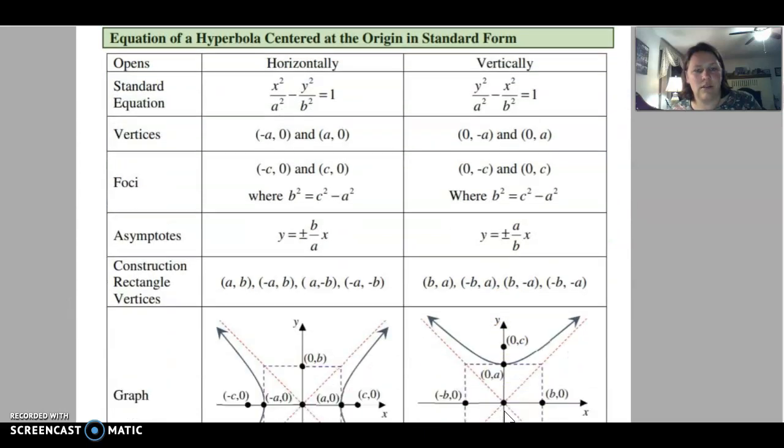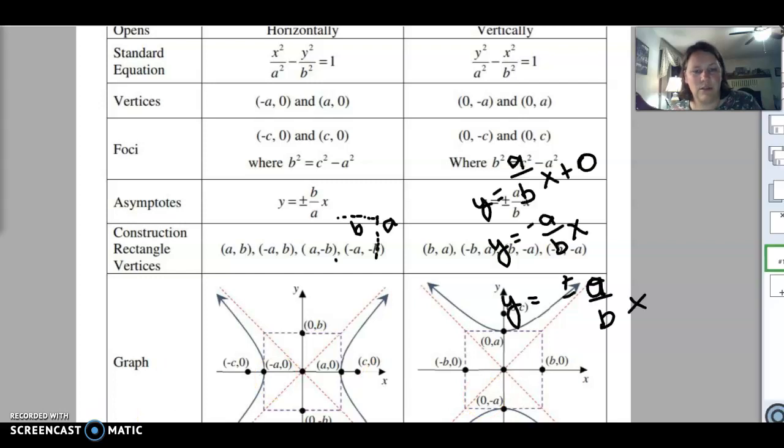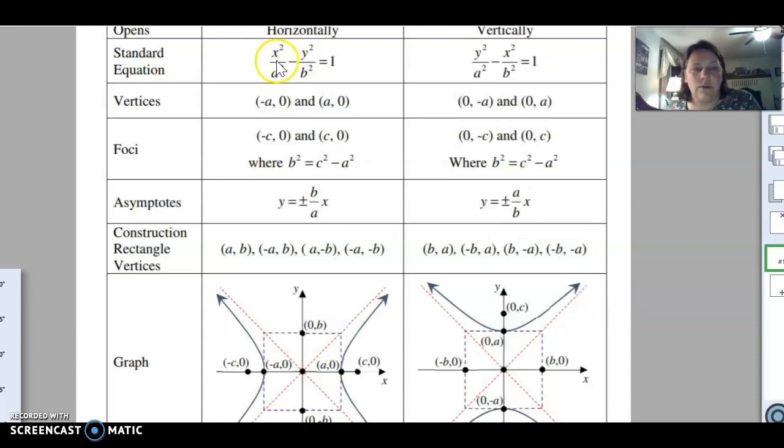Alright, so here is a table that shows all of the different information for the hyperbola compared to what we had when we looked at the ellipse. So first of all, what I want you to notice is the setup is a lot like the ellipse, but the difference is that there's a minus sign in between the two terms on the left-hand side. So we've got a minus here instead of a plus.